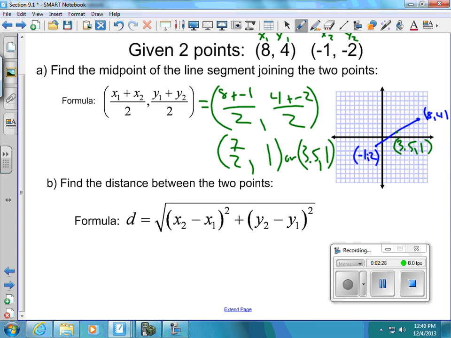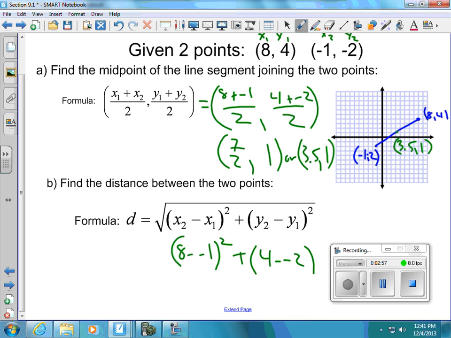So let's look at distance then. Distance is the difference of the x's squared plus the difference of the y's squared, then all square rooted. We've done this before. So 8 minus a negative 1. It doesn't matter which order I subtract them because the squaring part cancels that out whether it's negative or positive. Y2 minus y1, 4 minus a negative 2. Okay, now I did them completely opposite, didn't I? Because I have x1 and x2 flip-flopped.